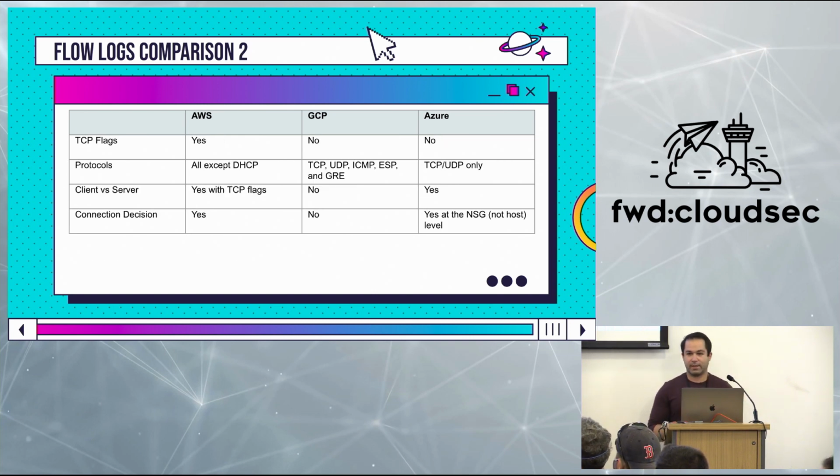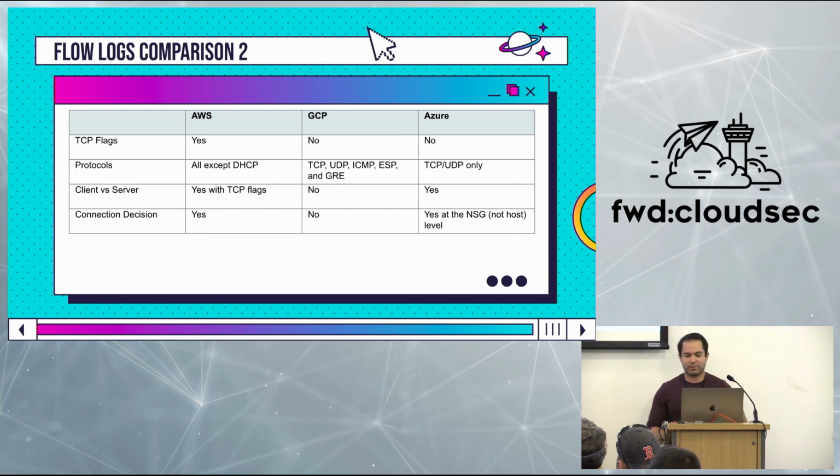TCP flags, you get them with AWS, not with the others. Protocols, AWS says all except DHCP, though there are some caveats, like Microsoft licensing doesn't record. GCP gives you those, and Azure only gives you TCP and UDP. Client versus server, you can figure that out with flags. GCP, nope. And Azure does give you that information.